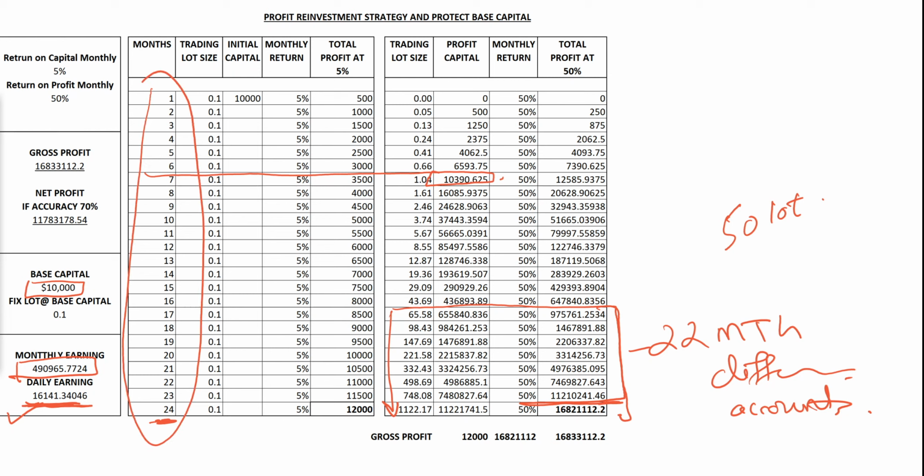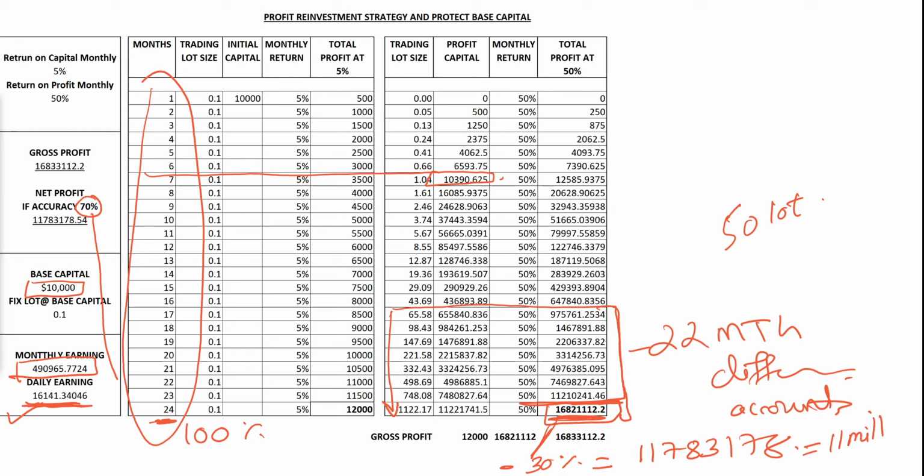And as you can see, it is mentioned here that your daily earning would be $16,000, and approximately 500% would be your monthly earning once it reaches that particular level. And we are just showing that it is not the case that we are getting 100% profit only. Even if we remove 30%, we are still getting 11 million net profit, at 70% accuracy, at the end of the 24 months of this complete process.